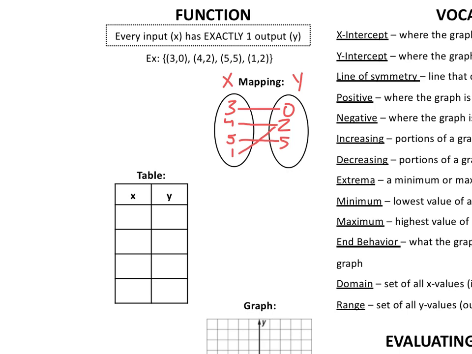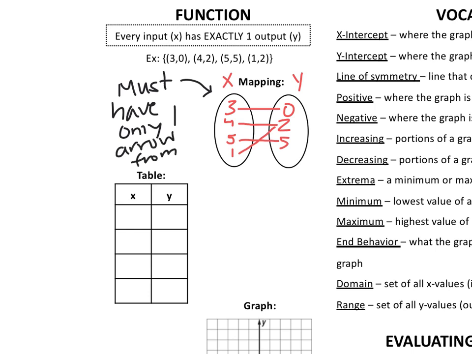Now in order for something to be a function here, you must have only one arrow from each number. So you couldn't have any repeats on the x's. So even though the 2 in the y bubble there has 2 arrows coming into it, that doesn't matter. It's all about the x's. Every x, every input has exactly one output.